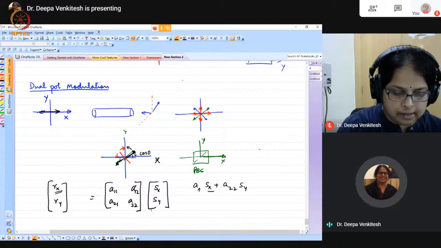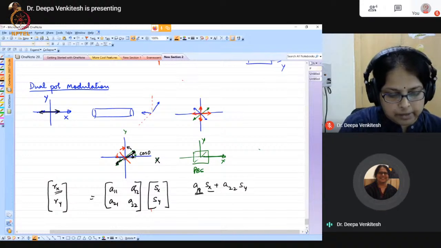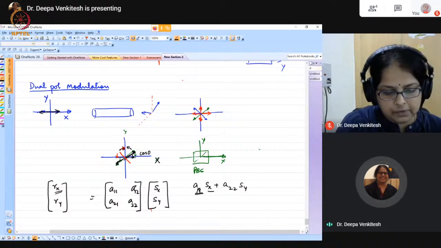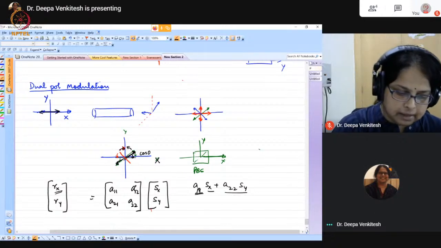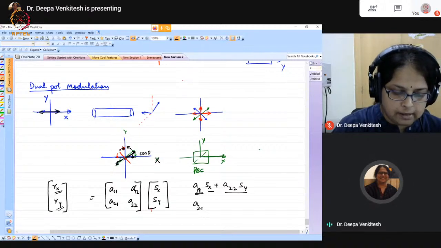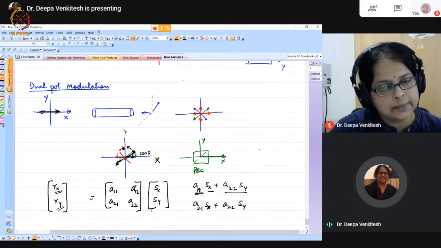Sy, a component of Sx along the x direction, which is the A11 fraction, and not just that, a component of y along the x direction, which is this component, and that's not desired. Similarly, in the Ry, you will end up getting A21 Sx plus A22 Sy. Right? That's also not desired.